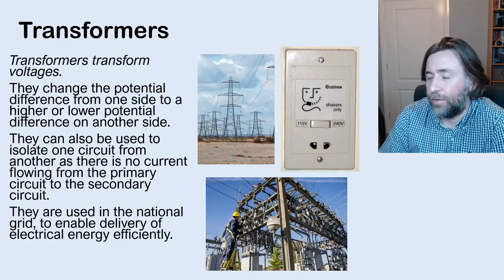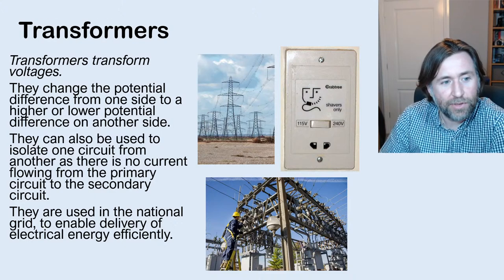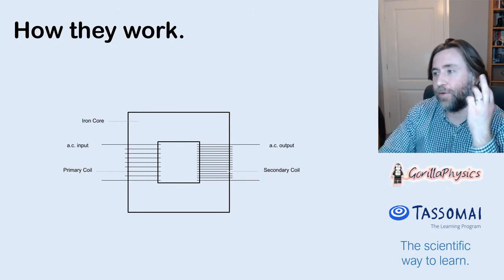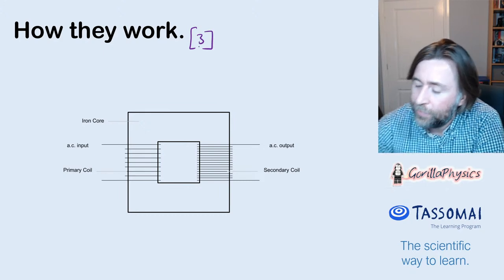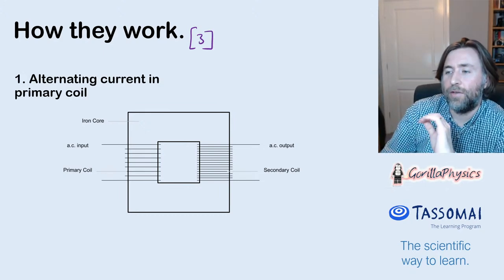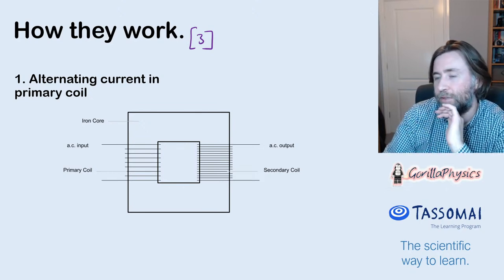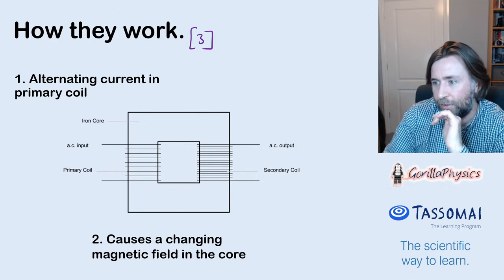Now, there's also a use of transformers, which is to isolate currents, and that's why they have them in shaver sockets. Cool. So how they work, if they ask you how they work, it's memorize, 3 marks. It's all going to be: explain how a transformer works, 3 marks. There's an alternating current in the primary coil. It has to be an alternating current. It cannot work with DC, okay? And that causes a changing magnetic field in the core.